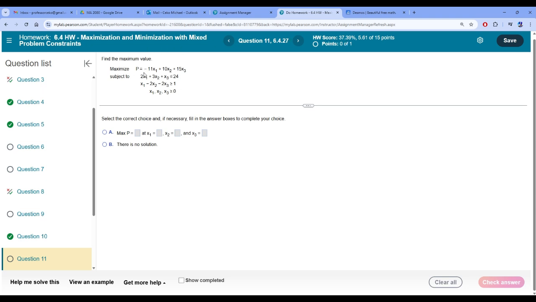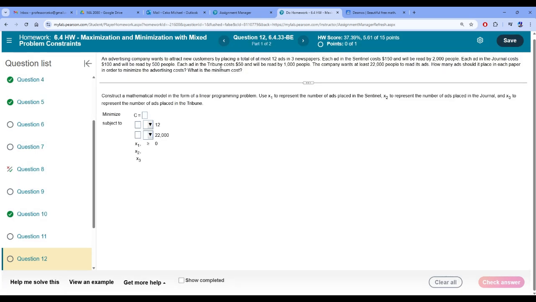Maximize it with 1, 2, 3 variables, 2 constraints. All right, here we go. So an advertising company wants to attract new customers by placing a total of at most 12 ads in 3 newspapers. Each ad in the Centennial costs $150 and will be read by 2,000 people. Each ad in the Journal costs $100 and will be read by 500 people. And each ad in the Tribune costs $50 and will be read by 1,000 people. The company wants at least 22,000 people to read its ads.